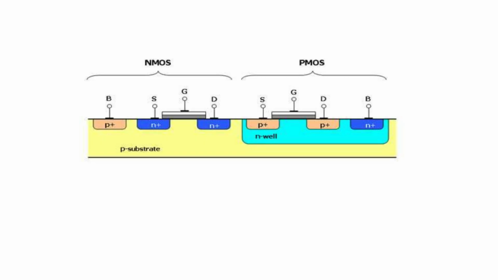This is the master structure of NMOS and PMOS, where we have taken a P substrate, and for PMOS we will add an N well. Then there will be source and drain for NMOS, then source and drain for PMOS. There will be a body for both NMOS and PMOS. There will be a gate in both NMOS and PMOS.